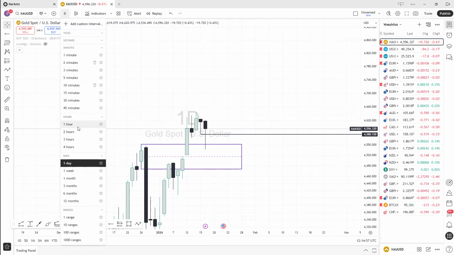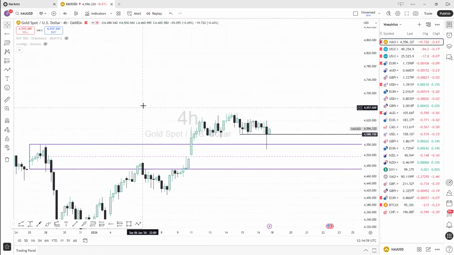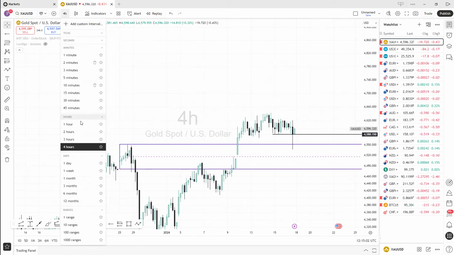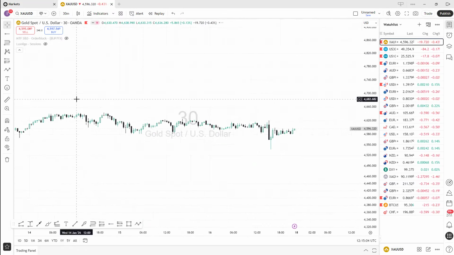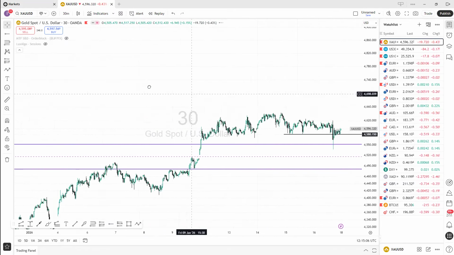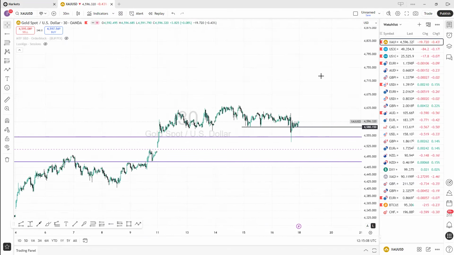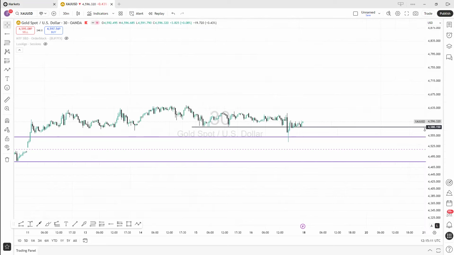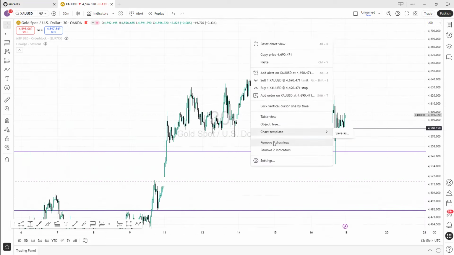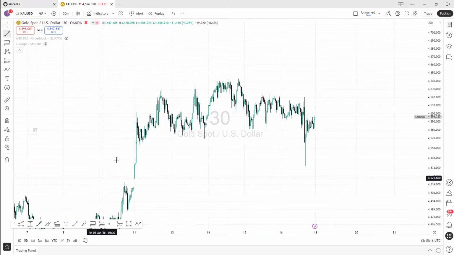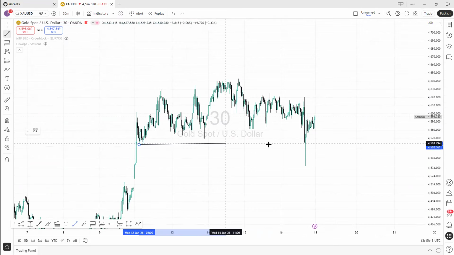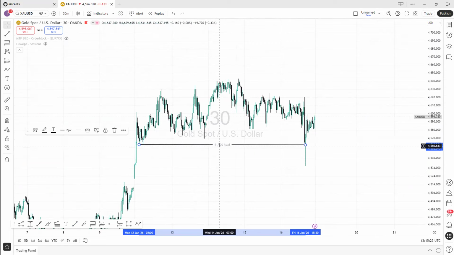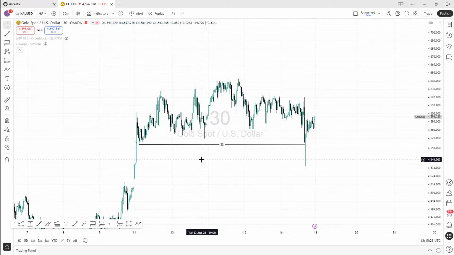You can shift it to lower time frame. Let's see on 30 minutes. On 30 minutes, we have very clear market structure like this. You can see all liquidity is already swept. You can see price swept that previous liquidity on the left side. So price has to go up.